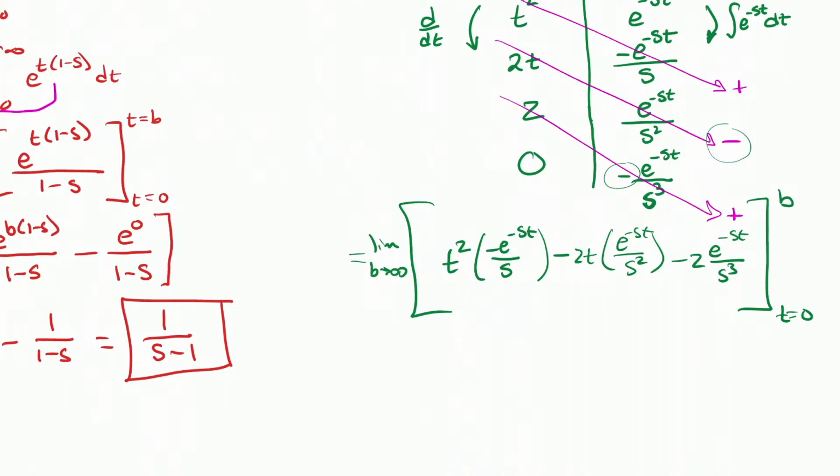Okay, so when t equals 0, that's going to be the easy part. Here, give me a sec. Limit as b approaches infinity of, maybe this will be helpful if I do it this way. B squared minus 2b, that'll be negative b squared, times negative 2b minus 2, all times e to the negative s times b.